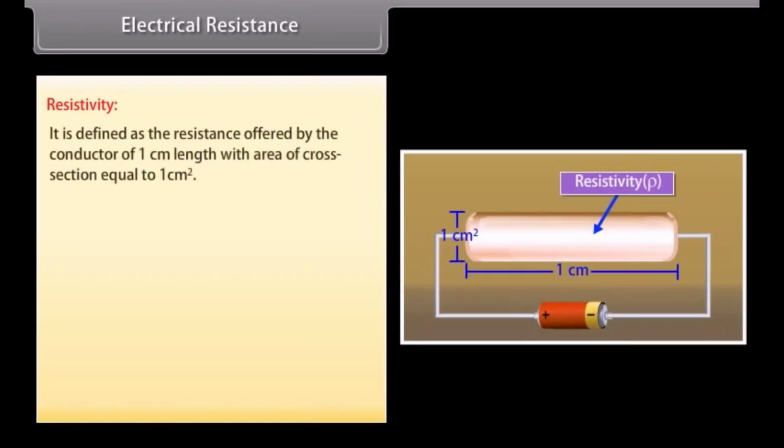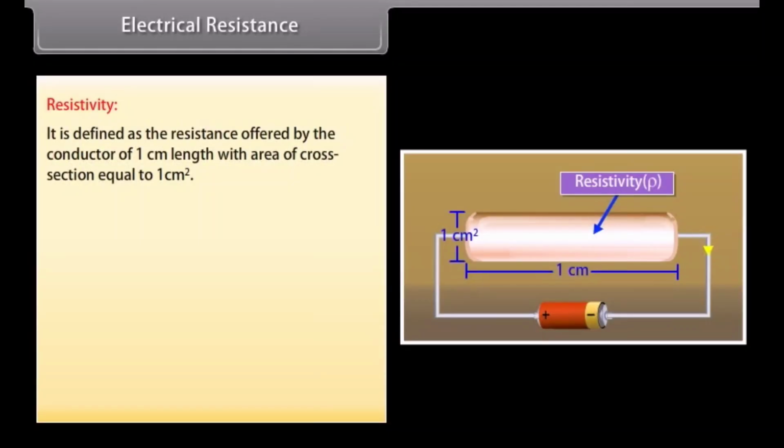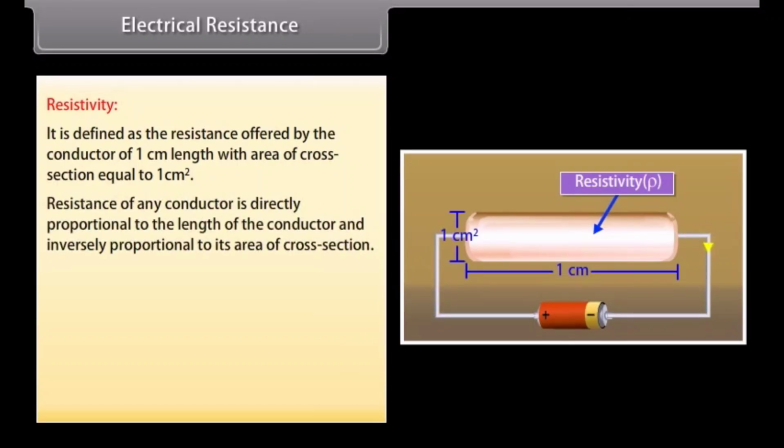Resistivity. It is defined as the resistance offered by the conductor of 1 centimeter length with an area of cross-section equal to 1 centimeter square. The resistance of any conductor is directly proportional to the length of the conductor and inversely proportional to its area of cross-section. R is equal to rho L upon A, where rho is known as specific resistance or resistivity.